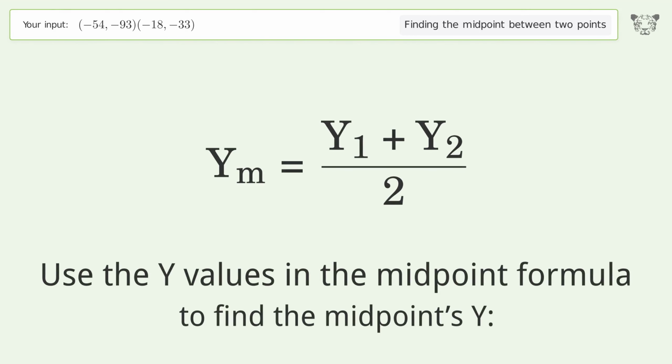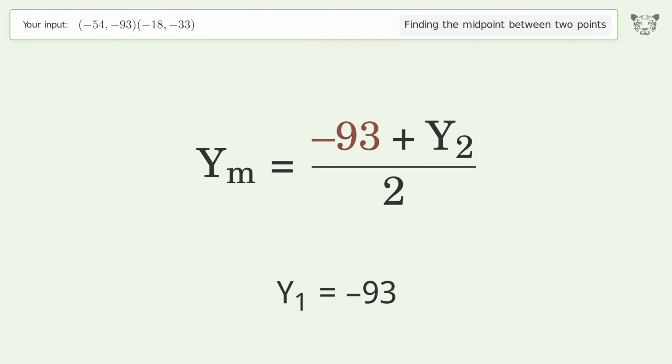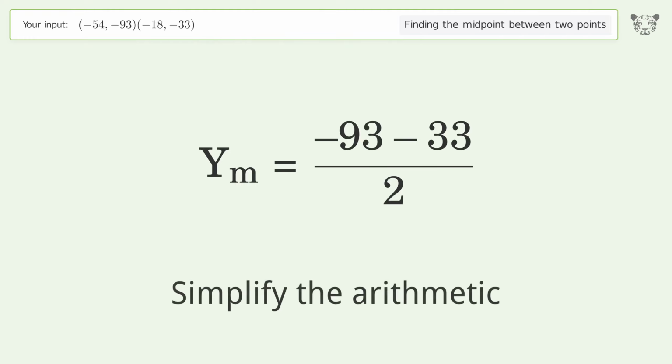Use the y values in the midpoint formula to find the midpoint's y. y1 equals -93. y2 equals -33. Simplify the arithmetic.